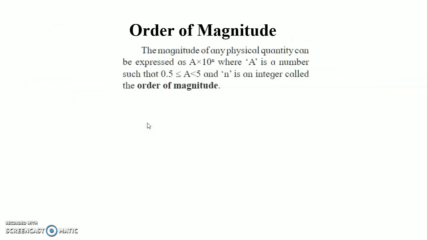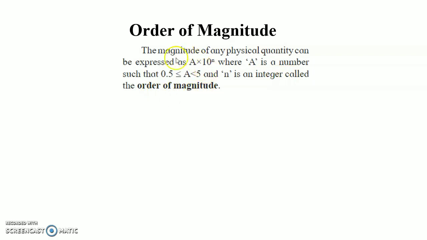The next topic that we will be studying is order of magnitude. The magnitude of any physical quantity can be expressed as A into 10 raised to n, where A is a number such that A should lie in between 5 and 0.5. So A should be lesser than 5, but it can be equal to or greater than 0.5. And n is an integer, and n is called the order of magnitude.